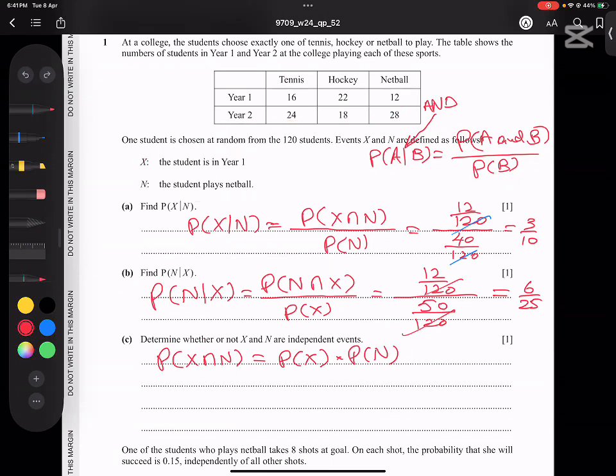So 12 by 120 we have already here. We found it before, you can see this one, the numerator we found already. Probability of X stands for students of the first year, and the students of first year are 50 over 120. We have already this. And probability of N means those students playing netball, so 40 out of 120. And you can see that if I simplify both sides, they are not equal to each other. So just mention not independent.